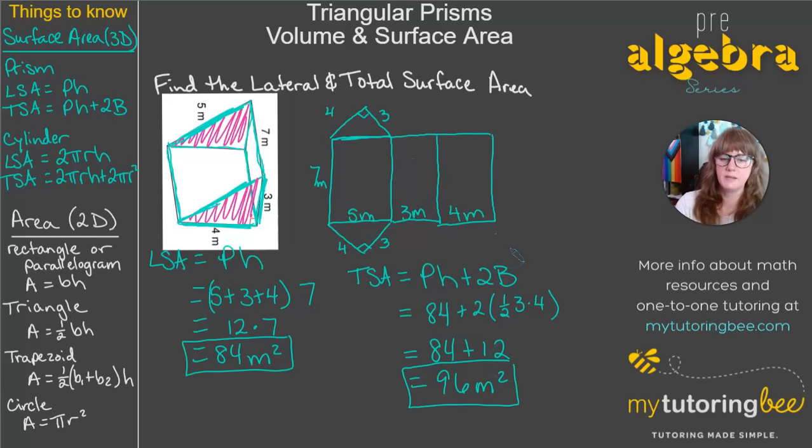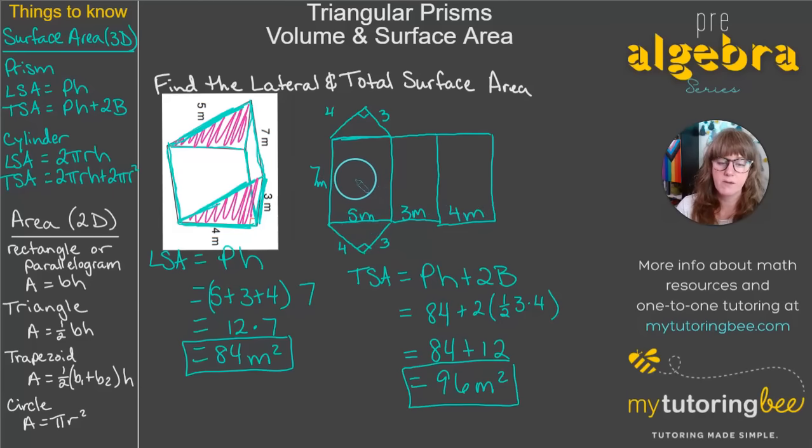Now, when finding surface area, either lateral or total surface area, you may not use these formulas at all. You may just want to have the net of the 3D shape and then find the area of each individual piece and then add it all together at the end. So one way that we could do that is we've got our net here. Let's start with the rectangles.